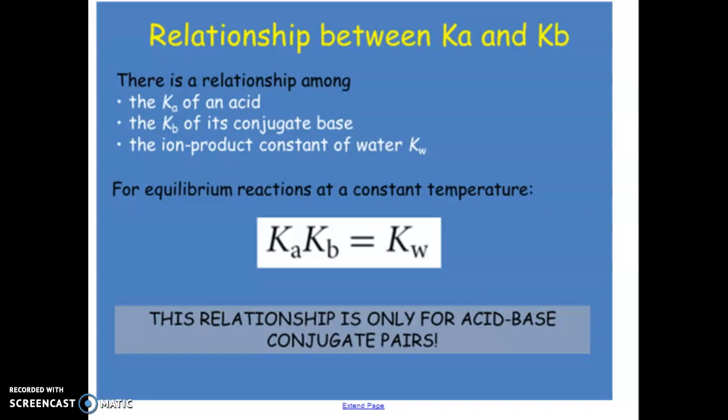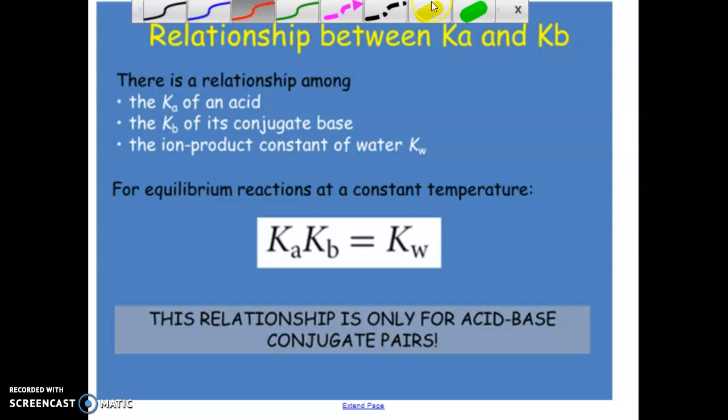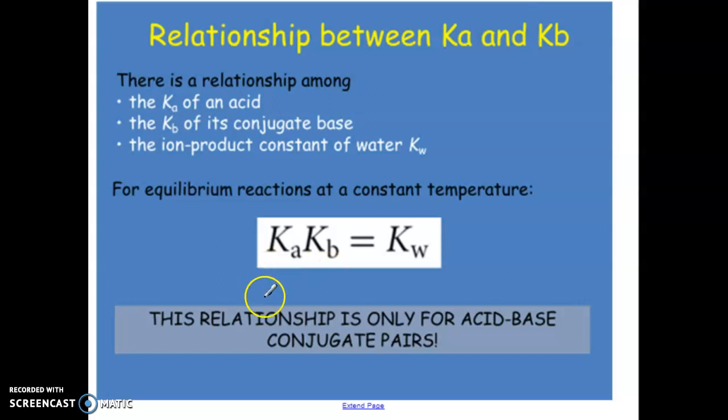Okay, so the last piece here is to discuss the relationship between Ka and Kb values. Remember that Ka is a weak acid equilibrium. Kb is a base equilibrium. Now, if you're dealing with a conjugate acid-base pair, there is a relationship of how they are interconnected.